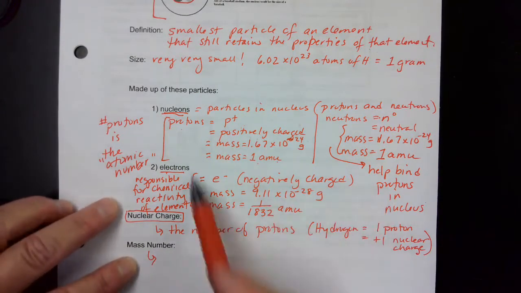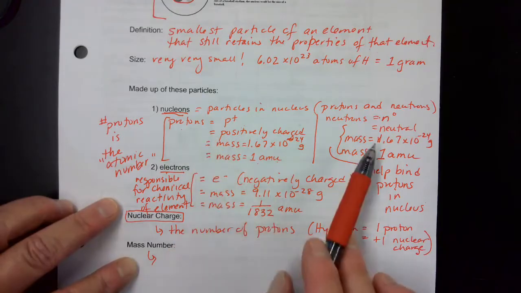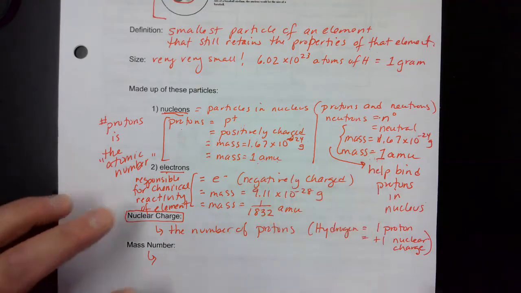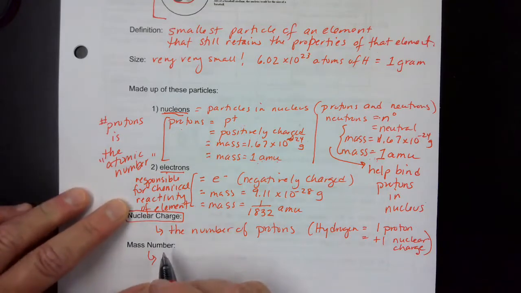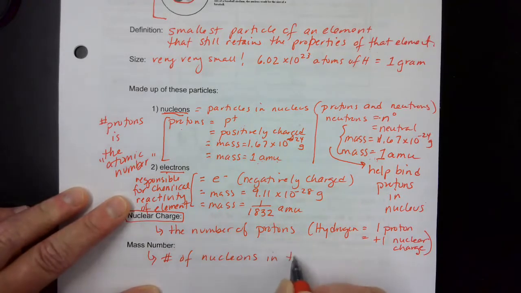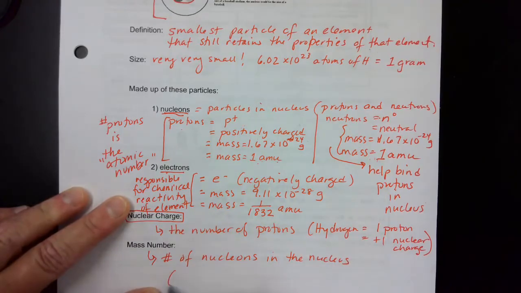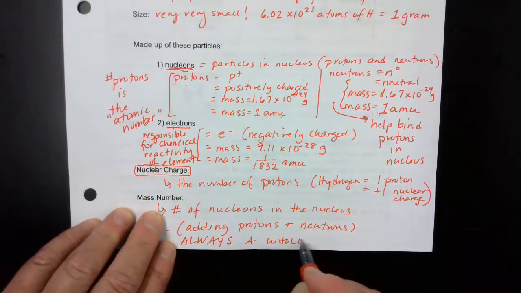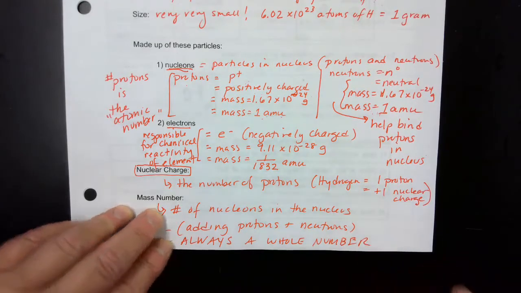The mass number: of all of these subatomic particles, really only the protons and the neutrons contribute mass. So if we count up how many protons and neutrons there are in a nucleus, that count of nucleons will be the mass number. So the mass number is the number of nucleons in a nucleus, and you get it by adding the protons and the neutrons. It is always a whole number because you can only have whole protons and whole neutrons. Okay, let's go to the next page.